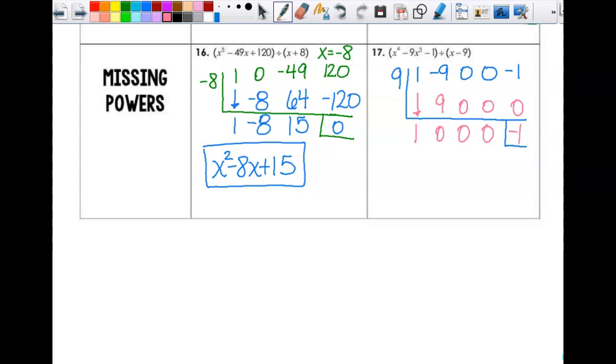It's kind of a weird one, right? But weird doesn't mean that it's wrong. So this is 1, 2, 3, 4 terms. So what's the leading exponent? Cubed. So I have x cubed, and then I don't have an x squared term, an x term, or a constant term. That's fine. But I have a remainder, so this is going to be plus -1 over what? x minus 9.